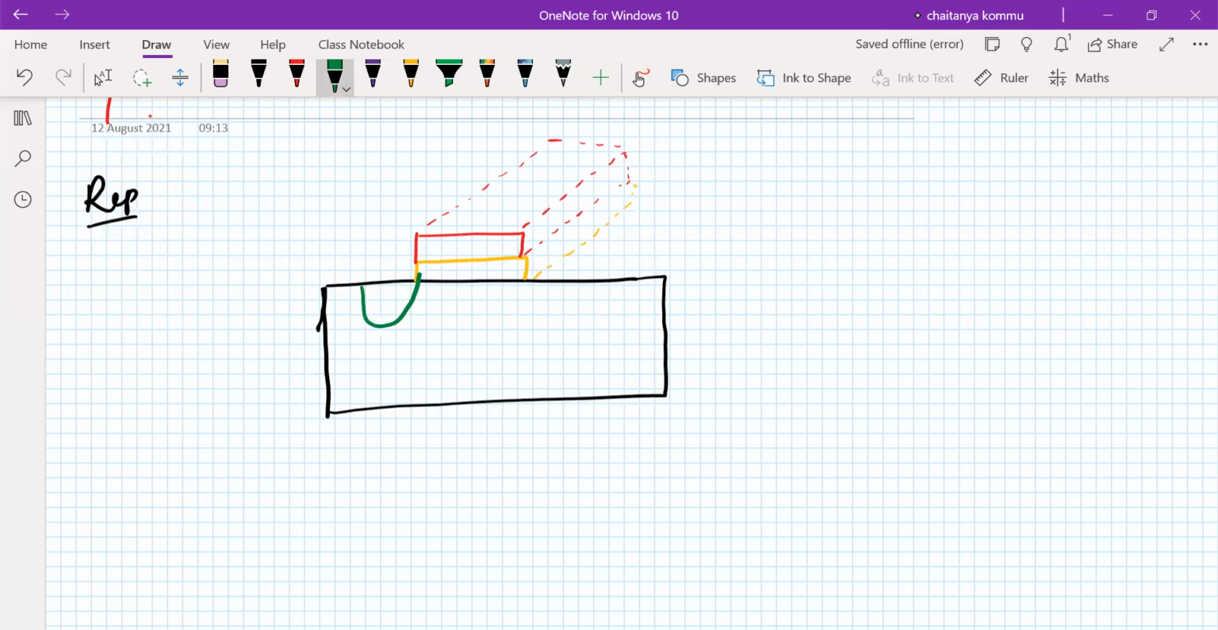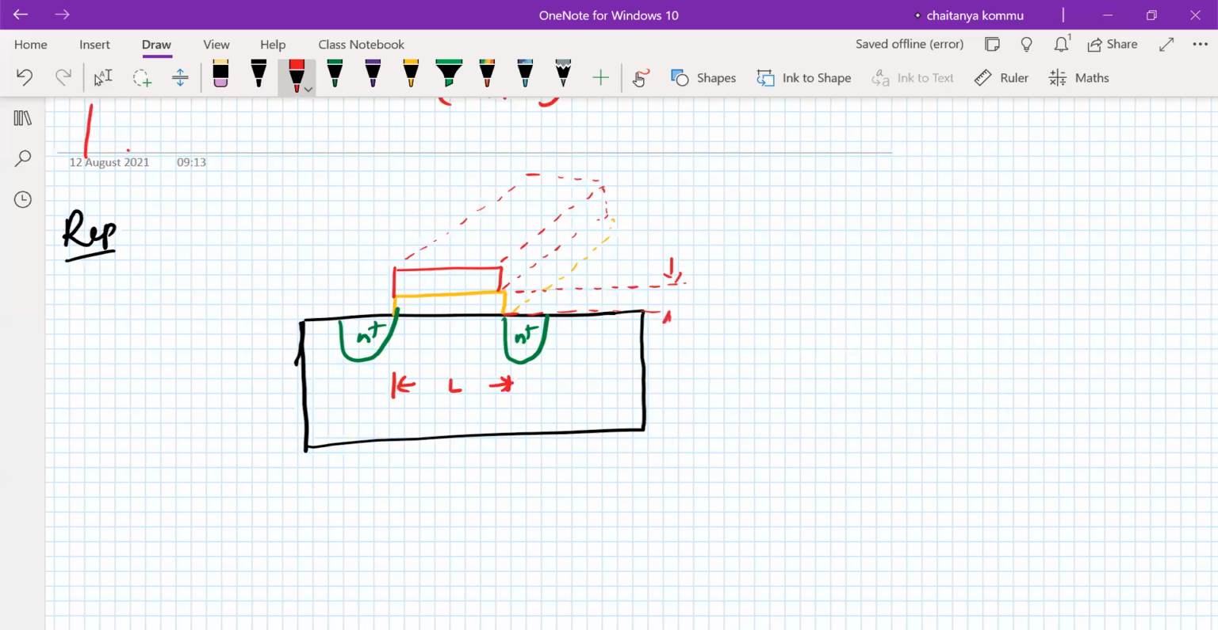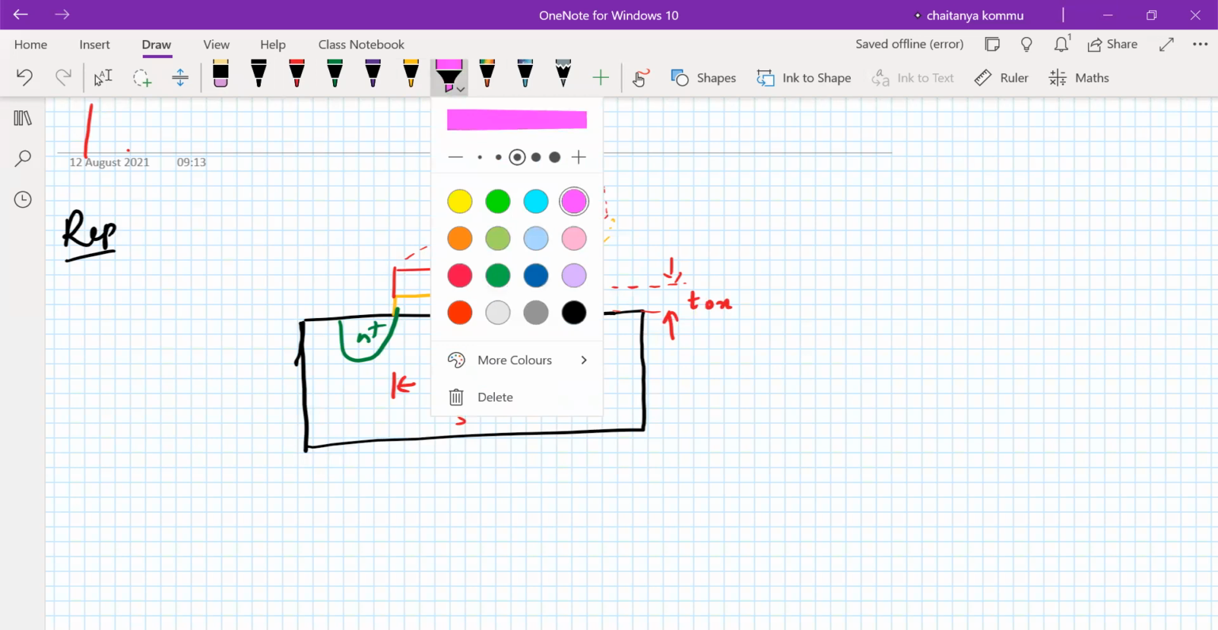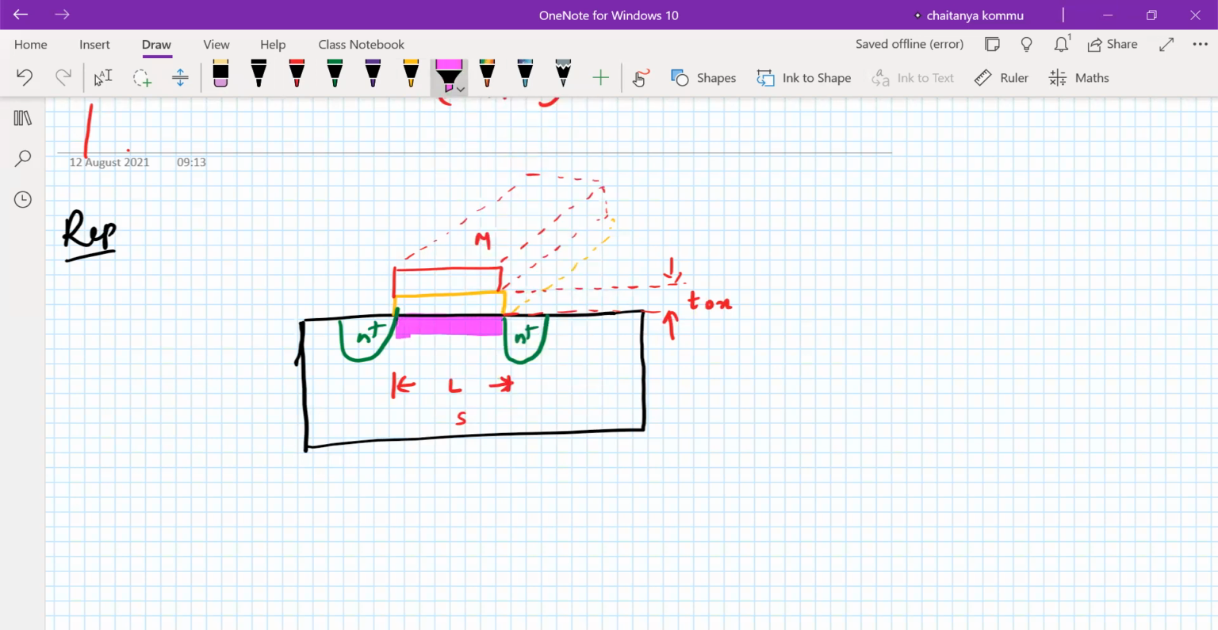We have a source here, N plus, and a drain here, N plus. The distance between the source and drain is called the length of the transistor. The thickness of the oxide is one of the important parameters, decided by Tox. Or I can say the distance between the metal and the substrate, that is, the channel. This is the channel. So the distance between the metal and the channel can be called the oxide thickness.